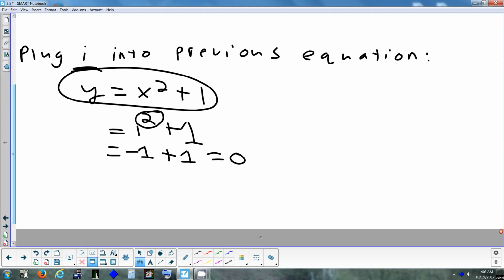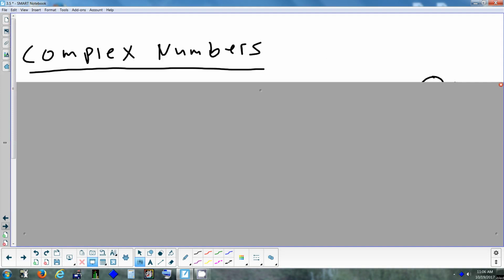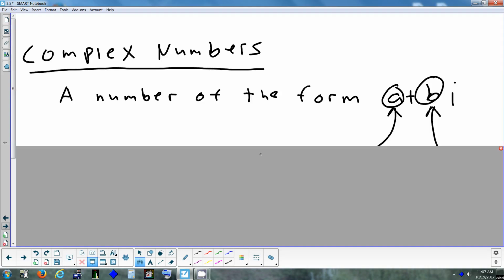Okay, so now I kind of showed you where i comes up. It comes up when you take the square root of negatives. Now we'll look at a really quick review of complex numbers. In order to do the kind of stuff we did yesterday, what you really need to know about complex numbers is how to add, subtract, multiply, and divide.